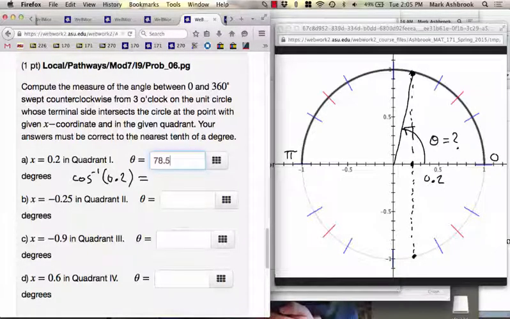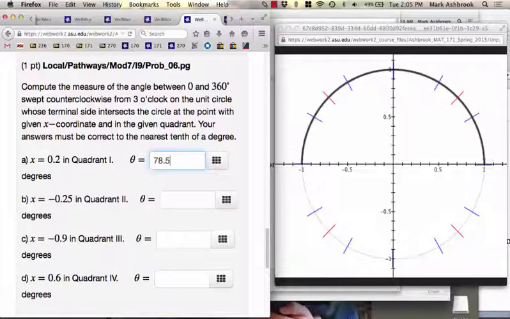Questions? That's easy, right? What's more interesting and harder is these other quadrants. We've got to get these right. Okay, so let's do quadrant 2. Negative 0.25.